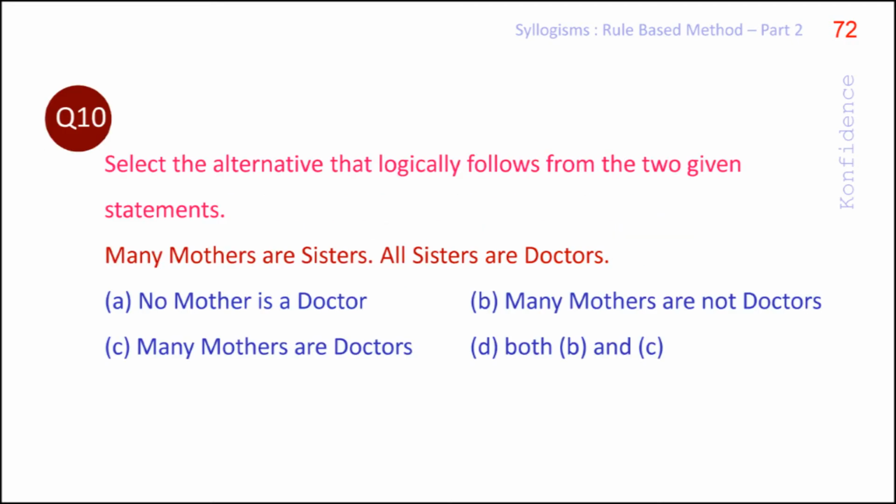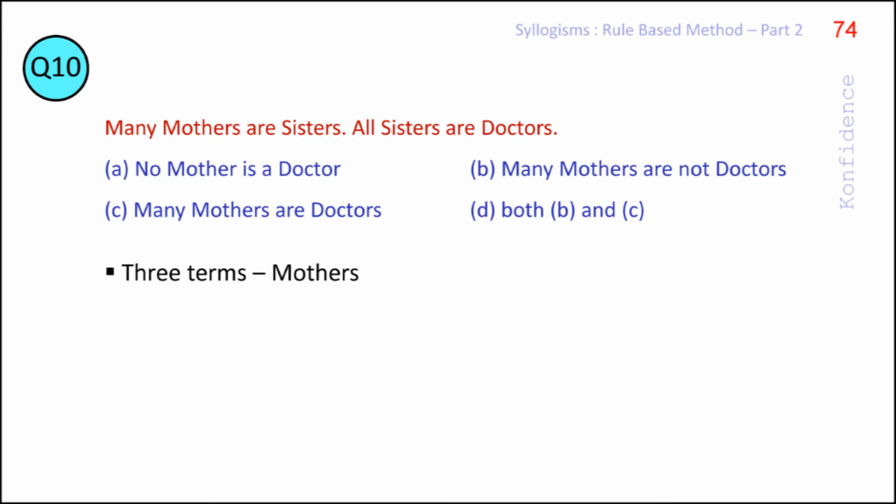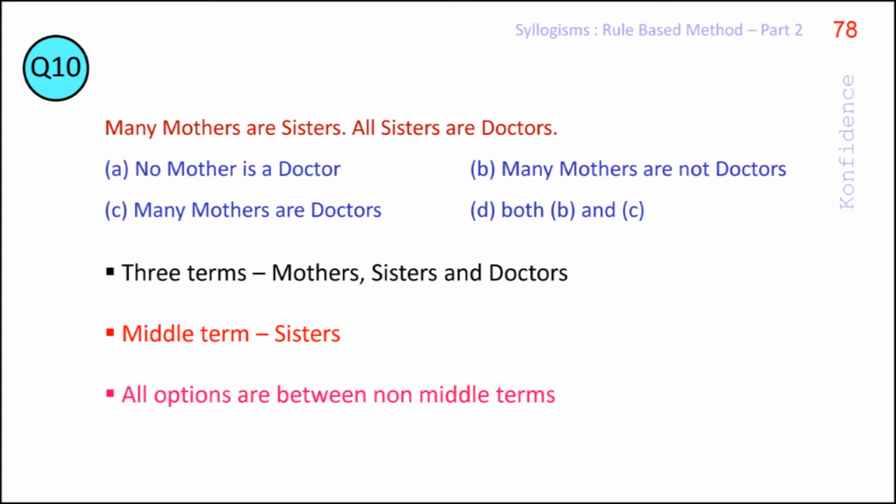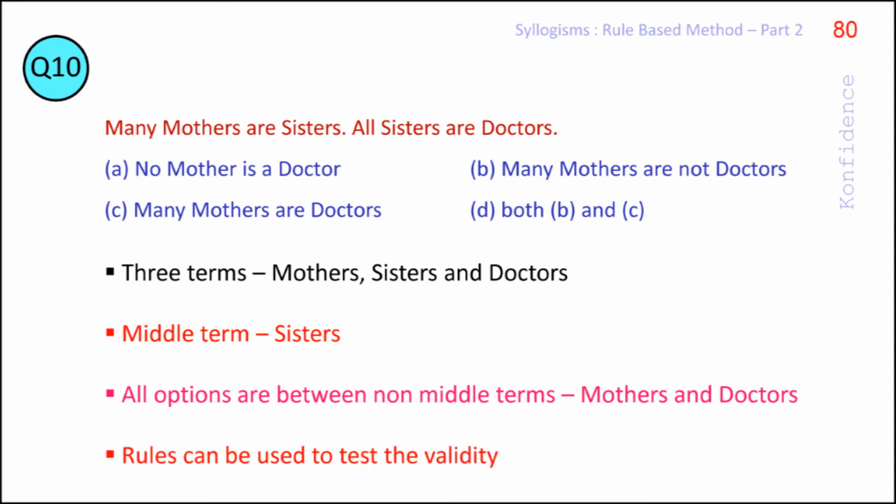Look at question Q10. There are 3 terms, namely mothers, sisters, and doctors. The two premises have a common term, sisters. So conditions given in rule 1 are satisfied and we can apply the remaining rules to find the conclusion between the non-middle terms. When we look at the options, we can see that all of them are between non-middle terms mothers and doctors. So the rules are applicable for all of them.